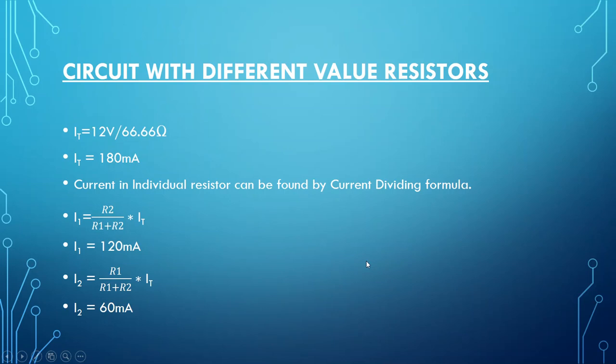Now for the circuit with different value resistors, the total current IT we can find is 180 milliampere by this formula, and the current in each individual resistor can be found by the current dividing formula. The current dividing formula is I1 equals the opposite resistor divided by R1 plus R2, times the total current. So we have I1 equal to 120 milliampere and I2 is 60 milliampere.